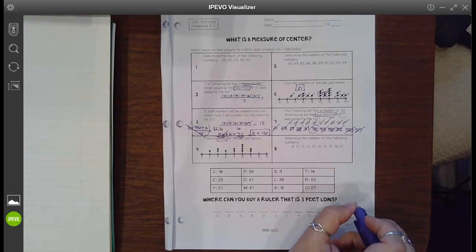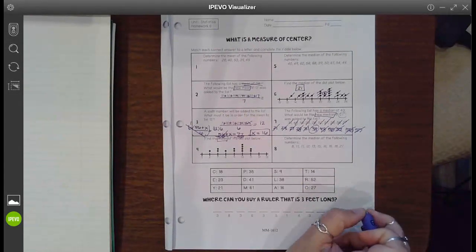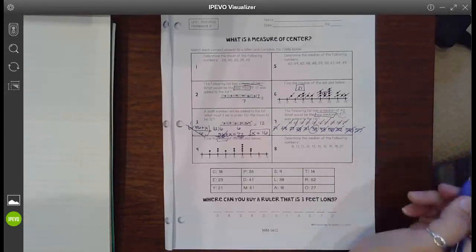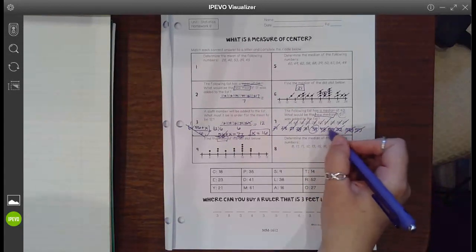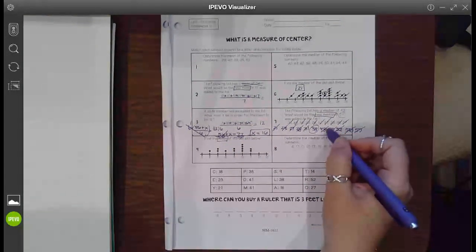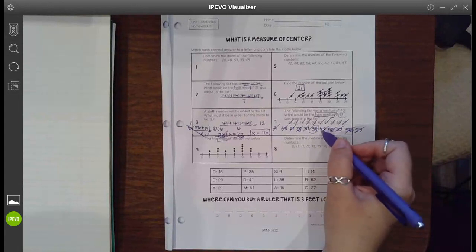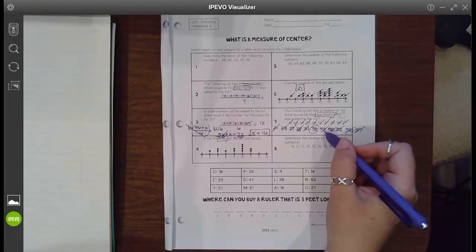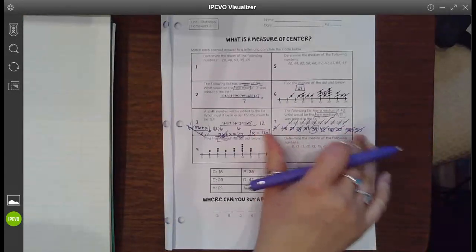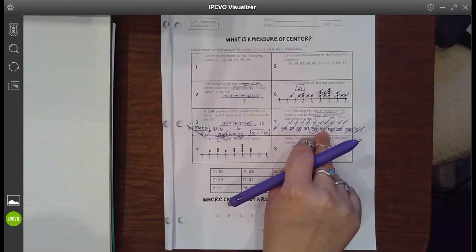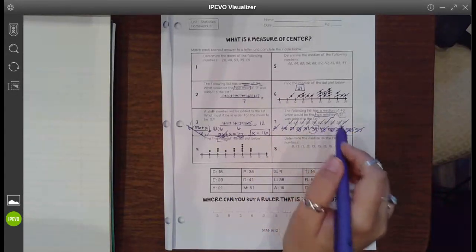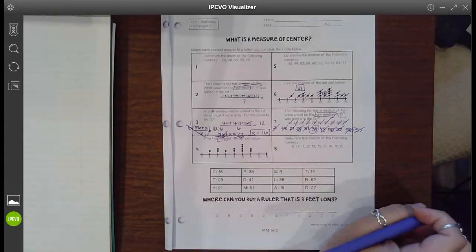Remember, if for some reason it was between two numbers, because that might happen for another problem on your homework, let's say that when I went to cross off, it ended up being between these two numbers of 38 and 48. What you do is you take the average of those two numbers. You would add 38 plus 48 and then divide it by 2, because there's two numbers you're finding the average of, and then that would be the median.